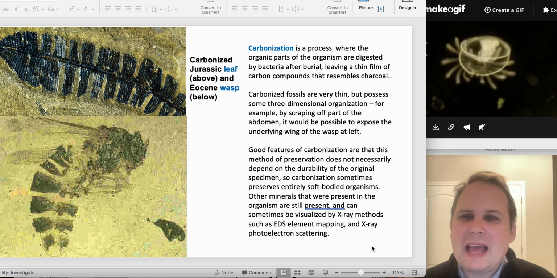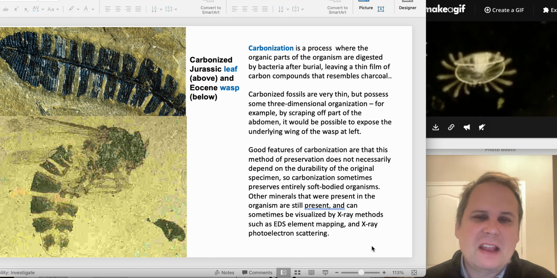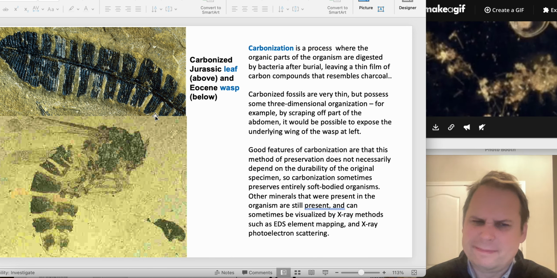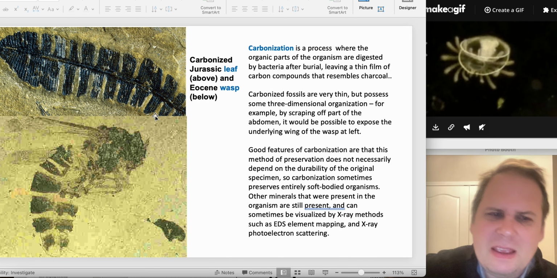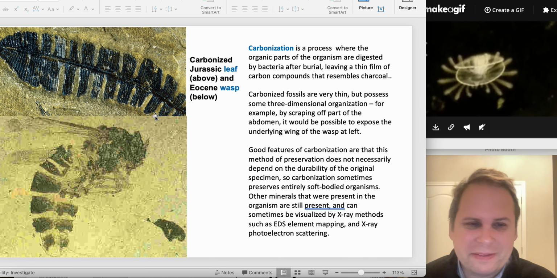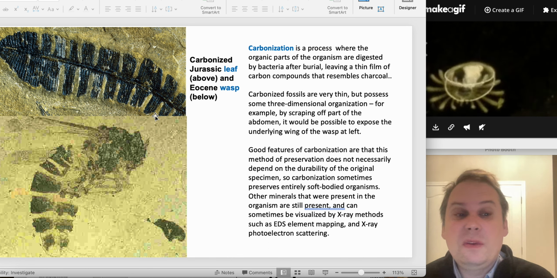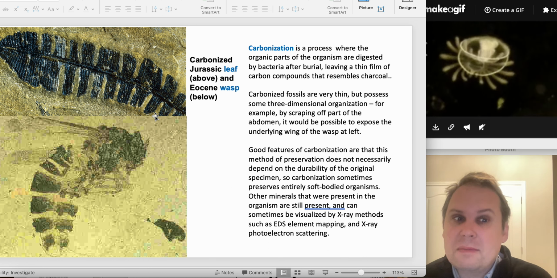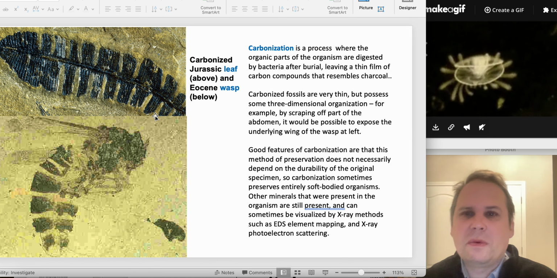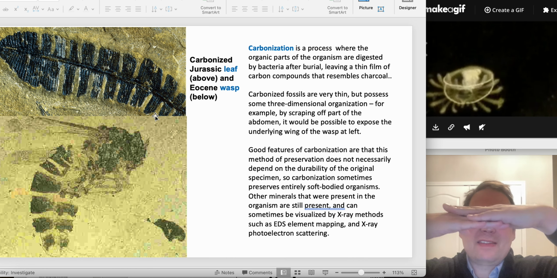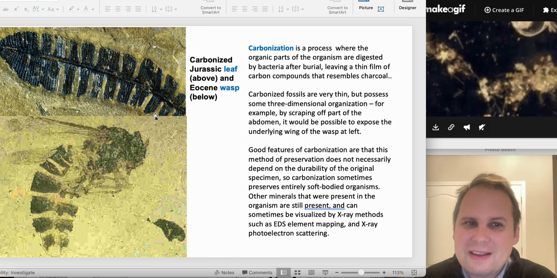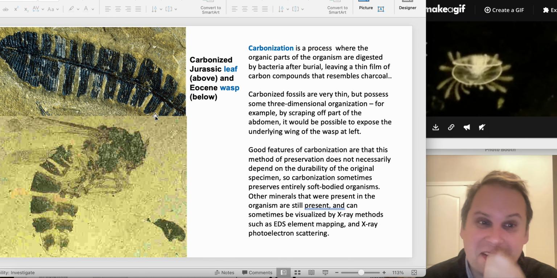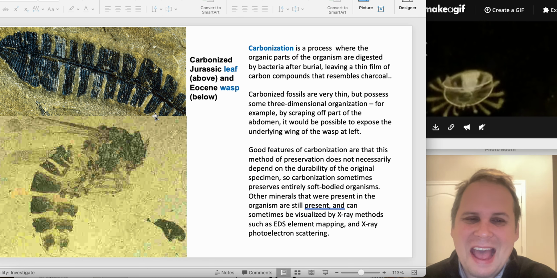Carbonization, a thin black film, virtually flat. You can get carbonized insects, you can get carbonized leaves, you can get carbonized anything that used to be organic and made of mostly carbon. You can get some preservation of soft parts. Carbonized fossils are 3-dimensional. They will retain that. So because it's flattened down so much, you will need to microscopically dissect if you want to tell the top layer from the bottom layer, because these things are very, very thin, like, atoms thick.